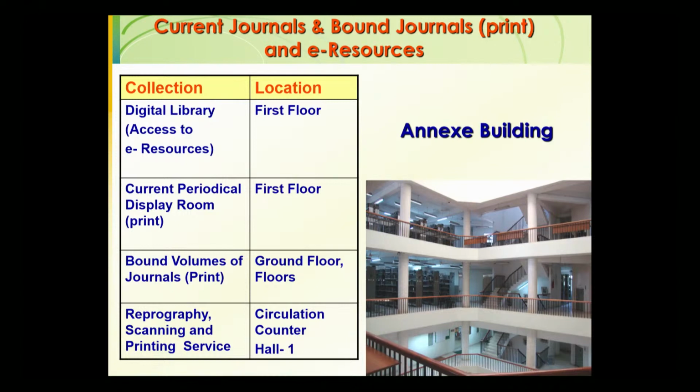So current journals and bound journals. Nowadays, the current journal is a print journal. Print journals and print back volumes are not much used because most of the resources are available online. But still, we have preserved them. Suppose there is a problem that the online resource is not working, or the journal is not available, or there is a problem with internet access, then you can come and use this old journal from the stack.